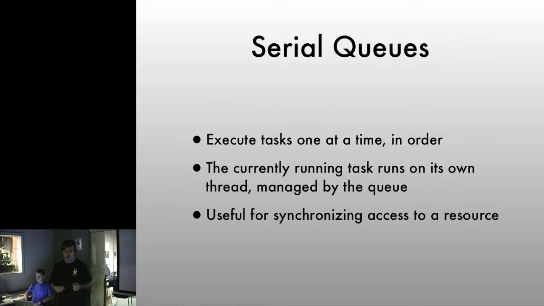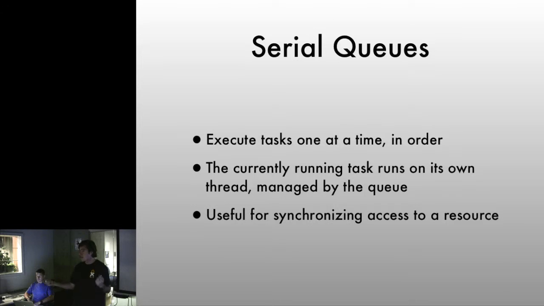Serial queues are pretty straightforward. They execute tasks one at a time in order, so these are just really simple first in, first out queues. For efficiency, the task that's currently running is run on a separate thread. That thread is managed by the queue, so you don't have to worry about it. One key point is that the thread that the current task of that queue is running on might change between tasks. It's not necessarily the same thread every time, because the queue just grabs the next available thread from this pool of threads, based on thread scheduling. And serial queues are really useful for when you need to synchronize access to a resource.